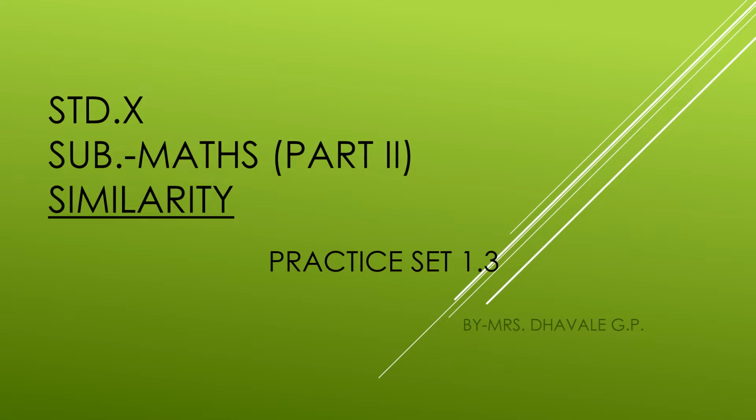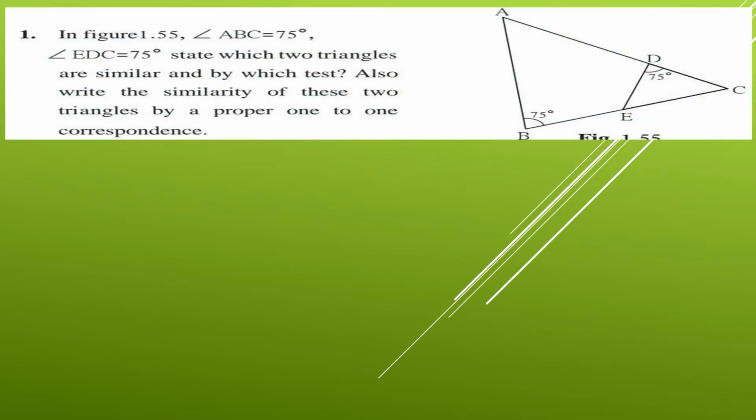We are continuing our last lecture on the topic similarity. Today we are going to solve the examples given in practice set 1.3. The first example: in the figure, angle ABC is equal to 75 degree, angle EDC is equal to 75 degree. State which two triangles are similar and by which test. Also write the similarity of these two triangles by a proper one-to-one correspondence.